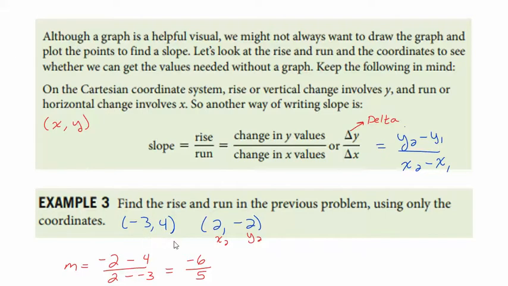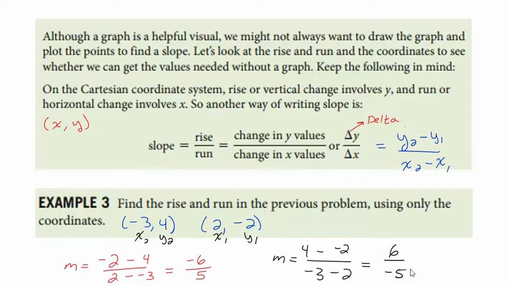What if we did this one as, what if we made this one x2, y2, and this one x1, y1, and we did the slope. So now we do y2 minus y1, so we do 4 minus negative 2. And on the bottom we do negative 3 minus 2. Okay, so that's going to give us 6 on the top and negative 5 on the bottom.